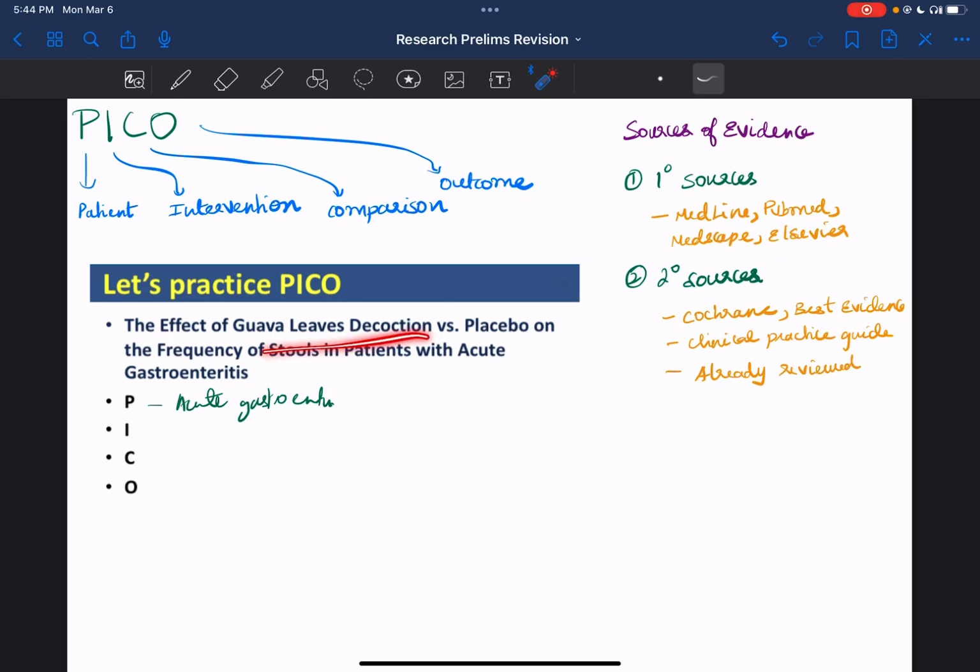Now, what are we comparing this intervention with? We are comparing this intervention with placebo, which is basically nothing. Okay, we are comparing this with placebo, and the intervention is your guava leaves decoction. Now, what is the outcome? What are we trying to bring out of this? We are trying to analyze the frequency of stools in these patients. So the outcome here is the frequency of stools. This is how you determine patient, intervention, comparison and outcome. So once we do this, evidence-based medicine is going to be really easy.